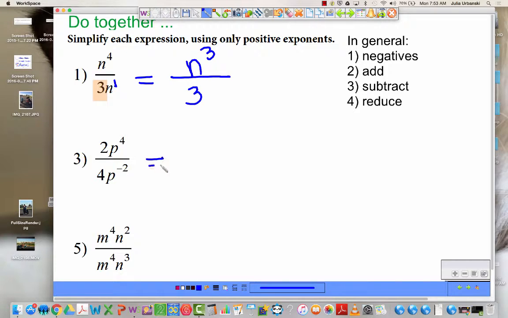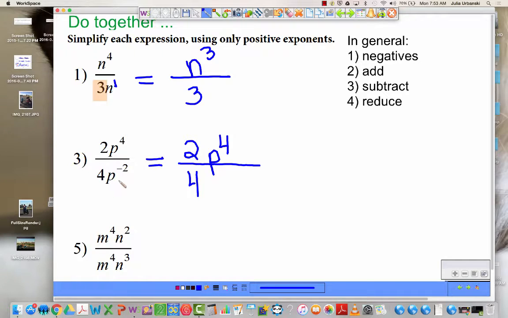Number 3, let's deal with the negatives first. So I'm going to rewrite everything else as it is. I write 2. I write p to the 4. I write 4. I write all of my things that don't have to change. Some of you might have already subtracted in your head. That's okay. But which one has to move?